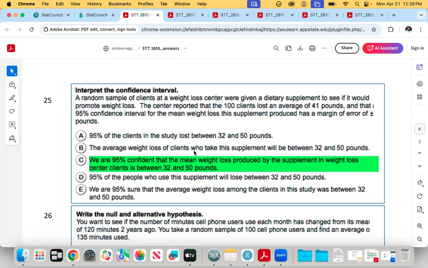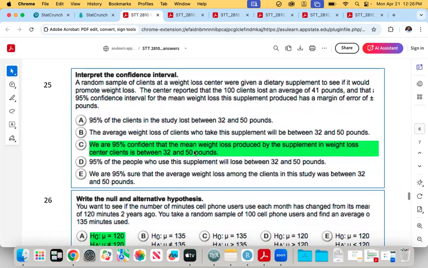But to save time, one thing I can see from here is that I'm not going to use StatCrunch. Why? Because I can see the interval is 32 and 50. Is that okay? StatCrunch only gives you the numbers. So here I'm not going to use StatCrunch because I could see the interval is the same.